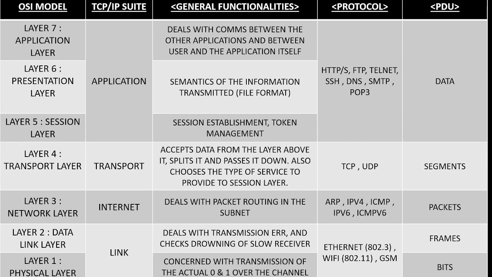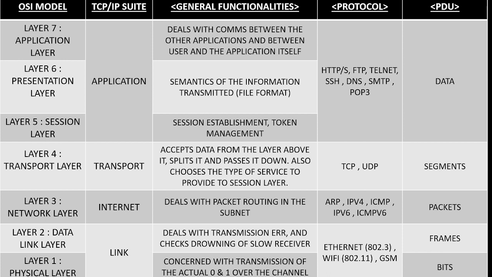Basically, what happens is that the receiver cannot receive the data at the same pace as the transmitter is throwing the data at it. So the data link layer is responsible for checking whether this receiver is getting drowned or not, and if it is, it tells the transmitter to slow down the process of transmitting data. Now talking about the last layer, which is the physical layer, as I'm probably mentioning this for the third or fourth time in this video, it is concerned with the transmission of the actual bits over the channel.